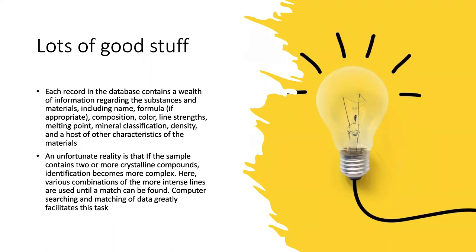They have the name, formula, composition, color, line strengths, melting point, mineral classification, density, and a bunch of other stuff. But an unfortunate reality is if the sample isn't a single thing, if it contains two or more crystalline compounds, then the identification becomes more and more complex. So you can use various combinations of more intense lines until a match can be found. And you can also use computers to search and match the data to find what you're looking for.